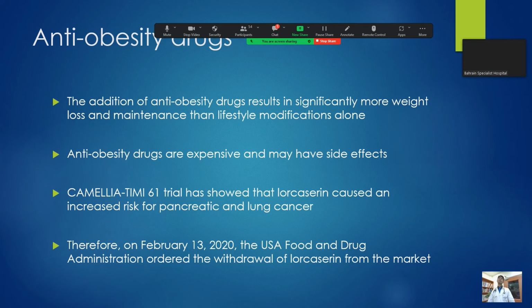So the prime goal is weight loss, but if we can't do it by lifestyle, we have to help the person with some medication, or some interventions, some sort of surgery. There are some anti-obesity medications which have been tried, but they are not without side effects. One medication used before was lorcaserin. But in one study, the CAMELLIA-TIMI 61 study, it was found that it increases the risk of pancreatic and lung cancer. So it was withdrawn from the market in 2020.